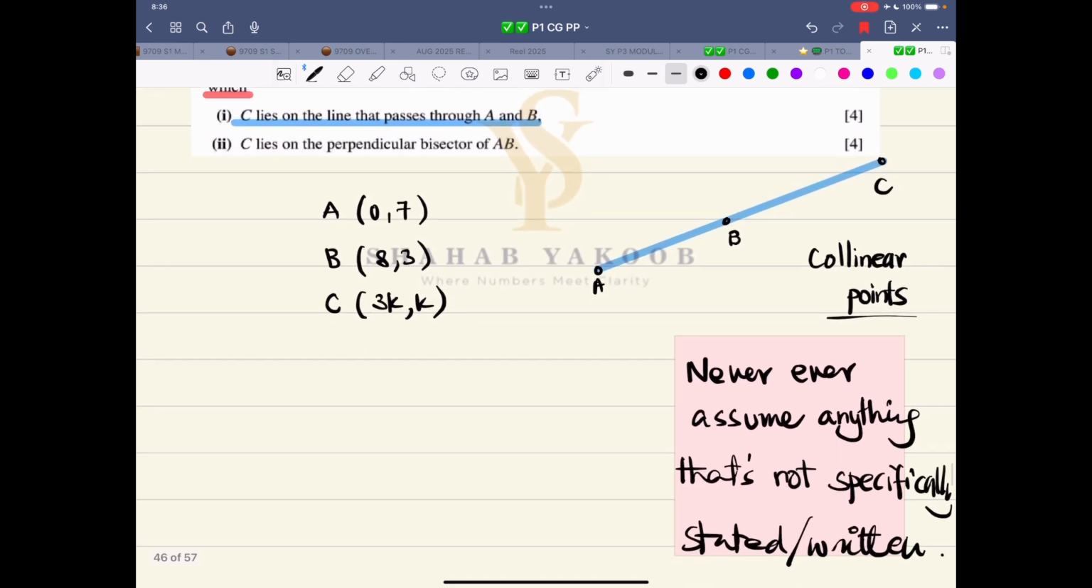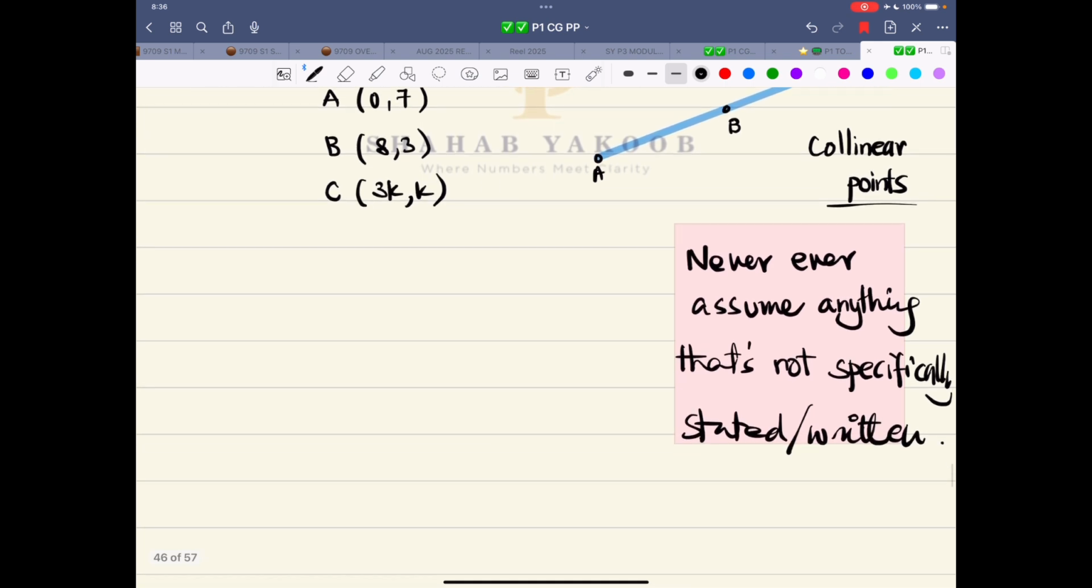So they are collinear points. The gradient should be the same. That means the gradient of, let's say, AB. So let me first calculate gradient of AB. That is 7 minus 3 over 0 minus 8. This is 4 at the top, negative 8 at the bottom. That is negative half. Should be the same as gradient of BC.